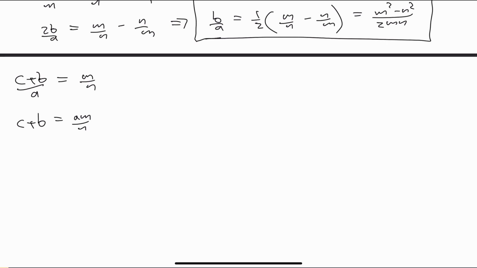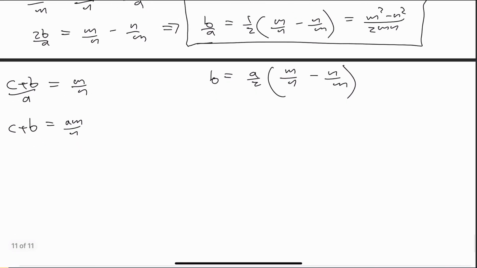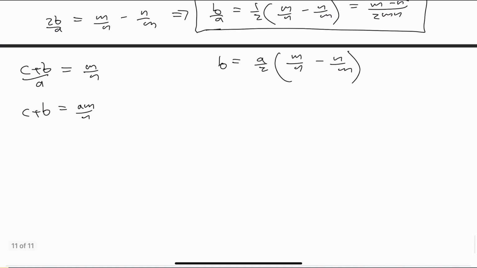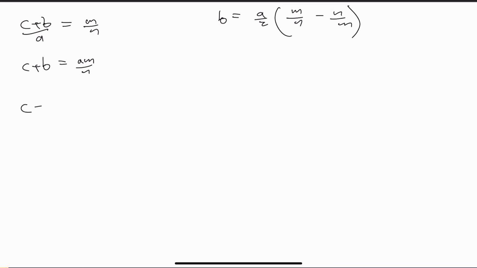So now what we can say is, okay, b is equal to a all over 2 times m all over n minus n all over m. And all I've done here is I've taken this equation and I've multiplied by a on both sides. And now what we can do is we can put this b into here. So we can say c plus a all over 2 times m all over n minus n all over m is equal to am all over n.